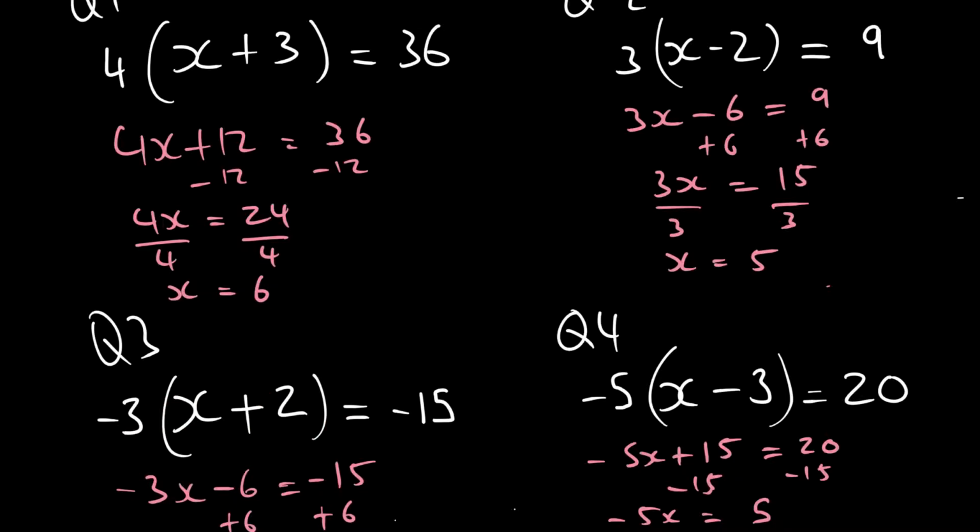First we expand the brackets, we get this right here, minus 3x minus 6 equals minus 15, then we add 6 to both sides. Once we do that, we get minus 3x equals minus 9, divide both sides by minus 3, and then x is equal to 3. And here we expand the bracket to get minus 5x plus 15 is equal to 20. Subtract 15 from both sides, then divide both sides by minus 5, so x is equal to minus 1.